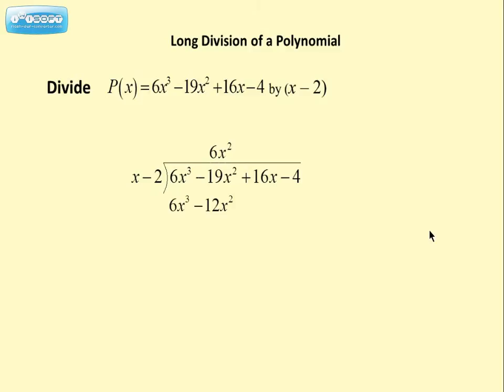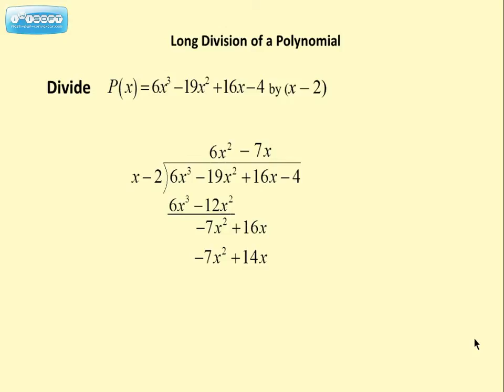We multiply and we obtain 6x cubed minus 12x squared. Subtract, we now have negative 7x squared. We drop the 16x down and we have plus 16x. We now want to eliminate negative 7x squared by finding another value in the quotient that when we multiply that times x minus 2, we obtain negative 7x squared. That value is negative 7x.